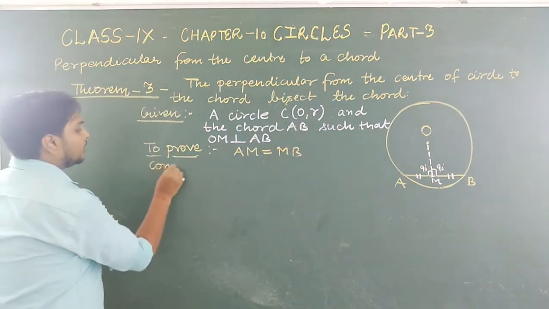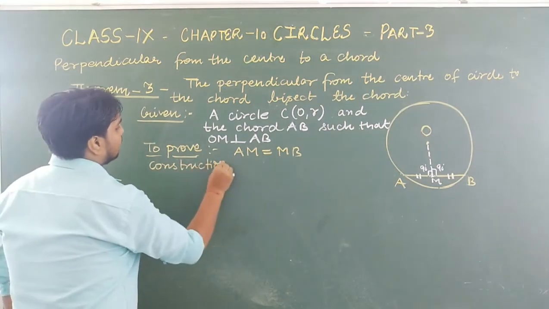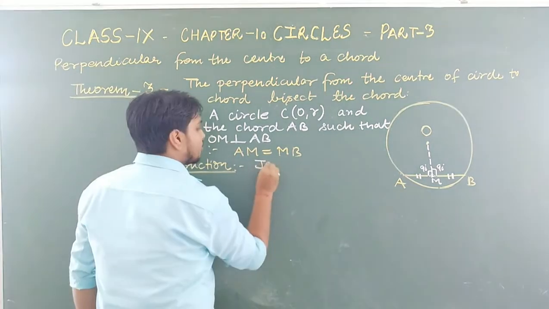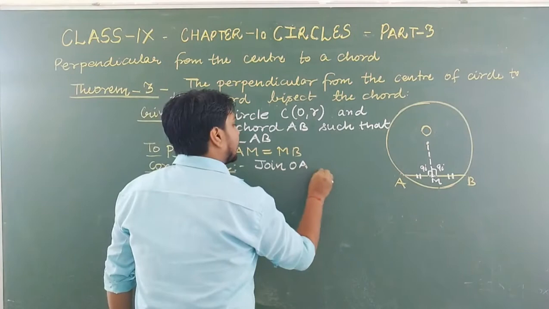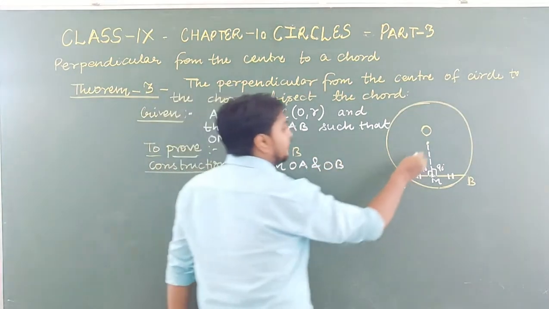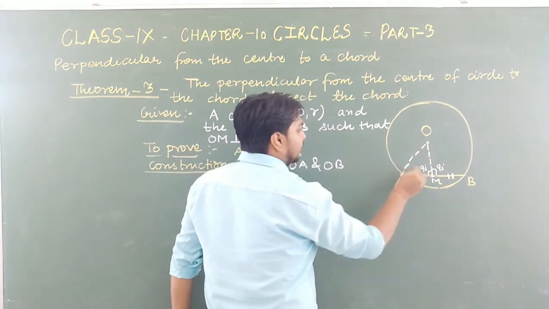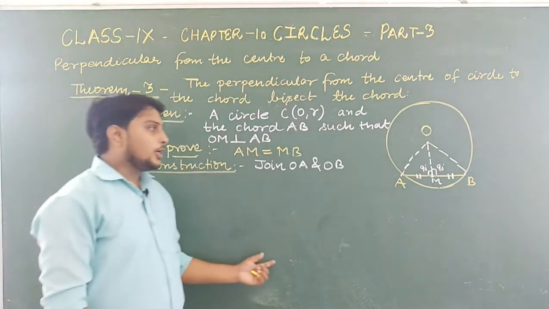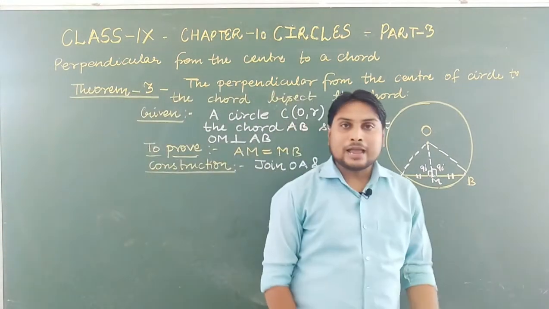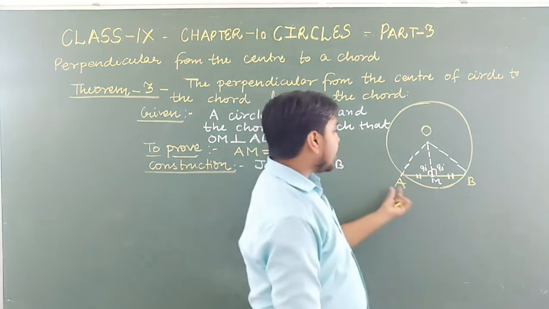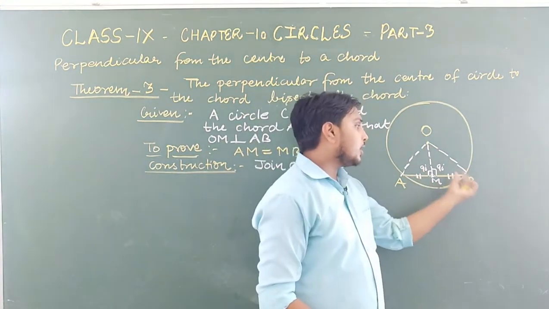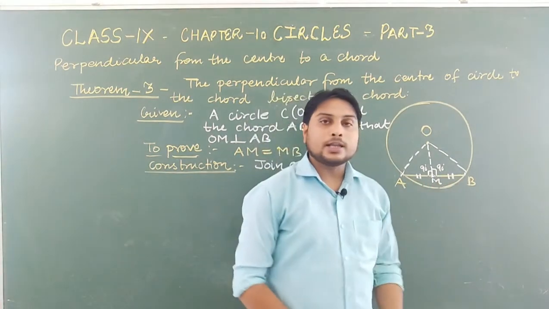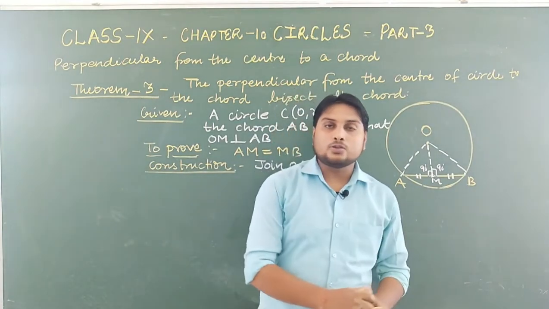In the construction part, here we have to write the construction that join OA and OB. Now students, after joining this OA and OB, we are having two triangles. One triangle is AOM and the second triangle is BOM. And AM and MB are the parts of these two triangles.